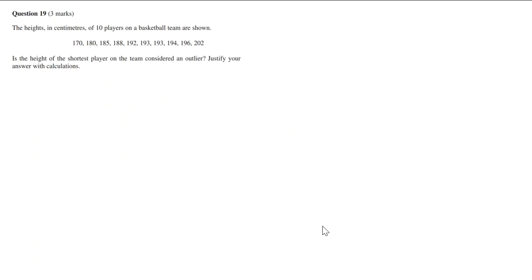So here we have the question. So first thing that you need to work out here is to determine an outlier. First, you need to know what is an outlier, right? So the question is asking you whether the shortest one, is he an outlier or not. So first we need to determine what is an outlier.